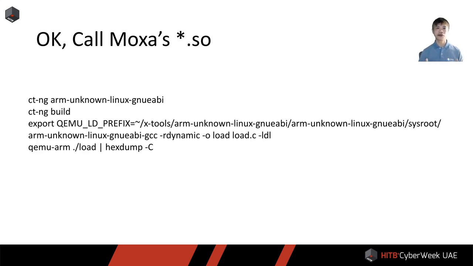Crosstool-NG is a very useful utility that you can use to prepare the compile-time and runtime. So we use Crosstool-NG with arm-unknown-linux-gnueabi to reconstruct the whole compiling environment. And we have a tiny proof of concept C program that you can just cross compile and use QEMU ARM to run. So this is the actual program.